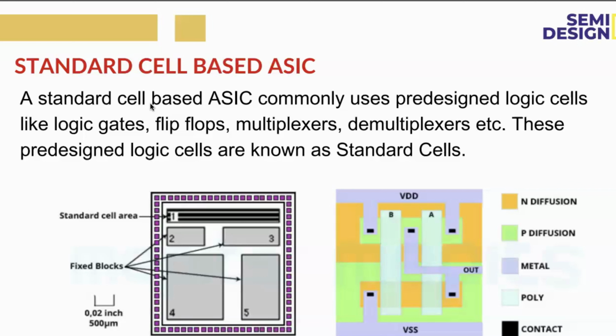So gate count will be around 10,000 or 60, 10 to 60, or minimum 1 lakh. Okay, below 1 lakh only. Okay, so that will be the gate count in the standard cell based ASIC design.